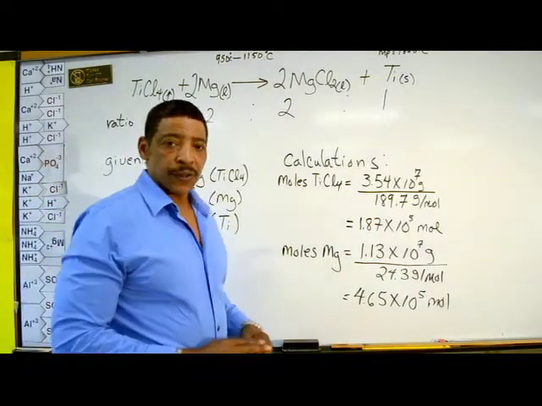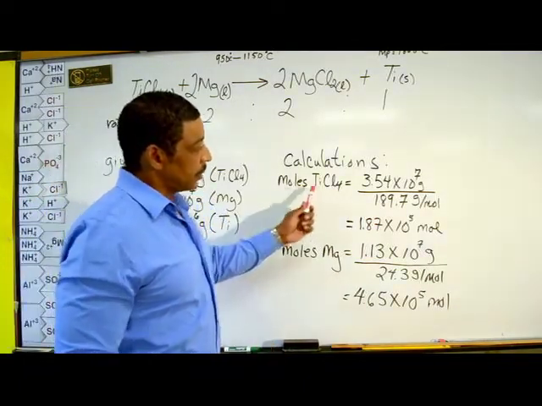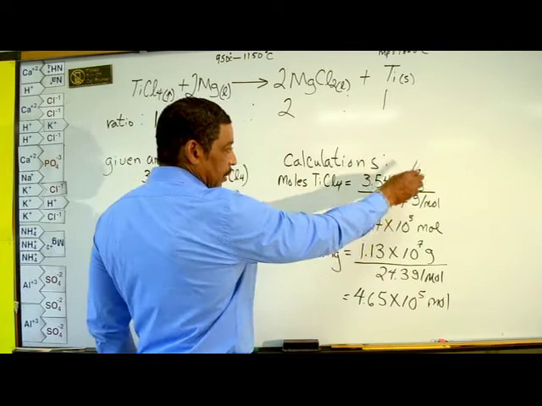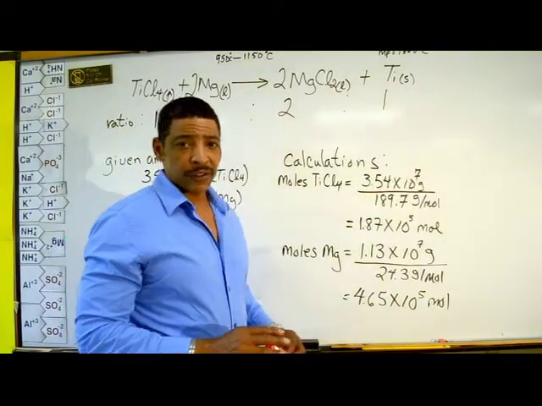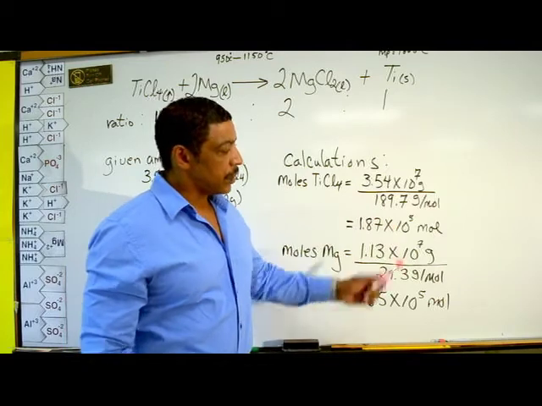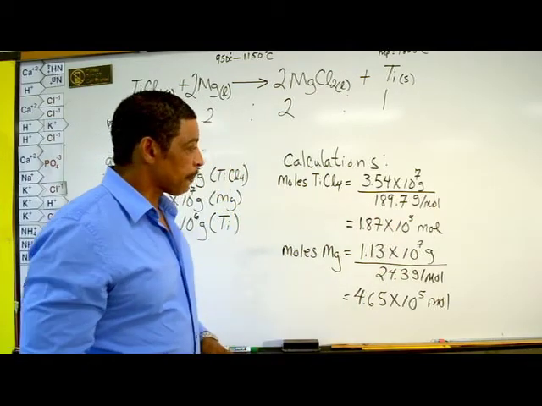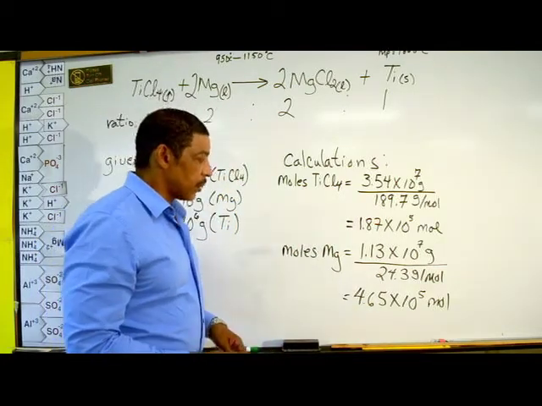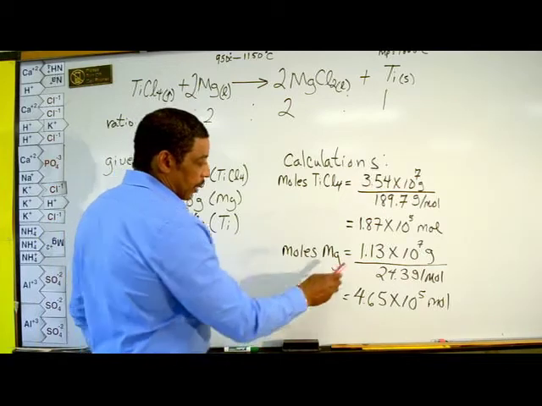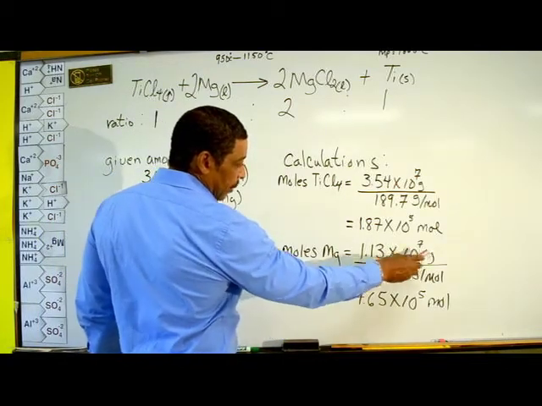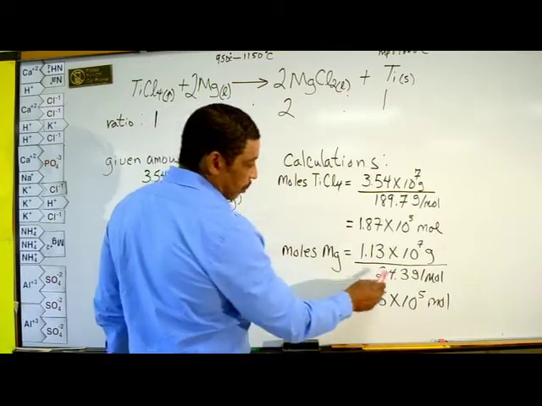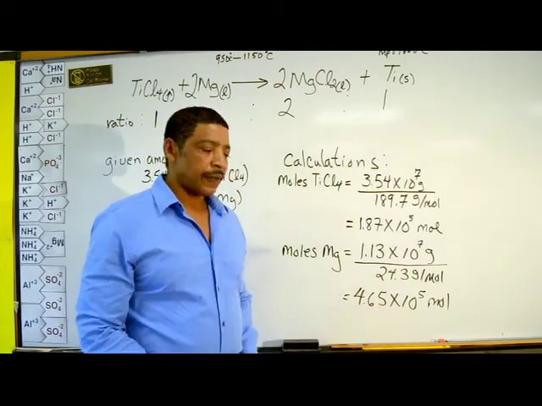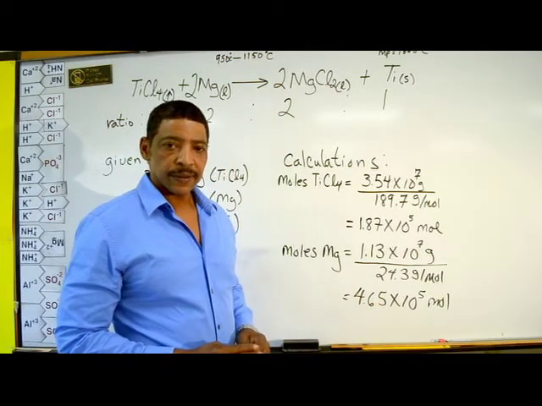To do so, we must first calculate moles, where moles of titanium 4 chloride is equal to the given mass, which was 3.54 times 10 to the 7 grams, divided by the molar mass of titanium 4 chloride, which is 189.7 grams per mole. This will equal 1.87 times 10 to the 5 mole of titanium 4 chloride. For the magnesium, we divide the given mass, 1.13 times 10 to the 7 grams, by the mass of magnesium, which is 24.3 grams per mole, which will yield 4.65 times 10 to the 5 moles.